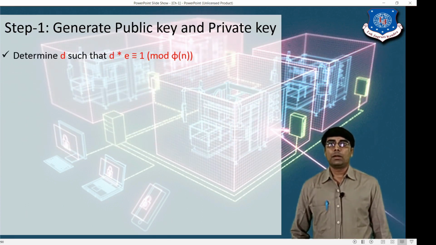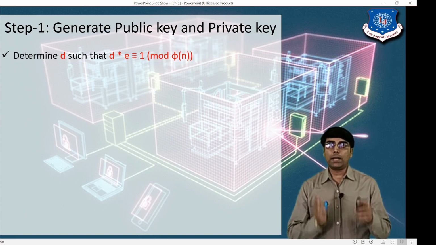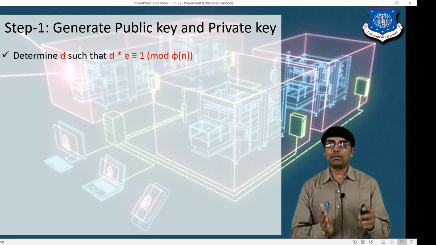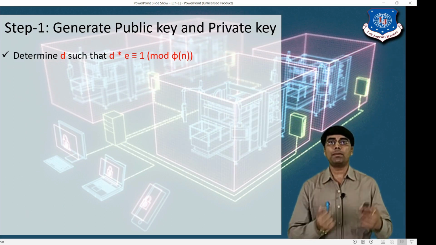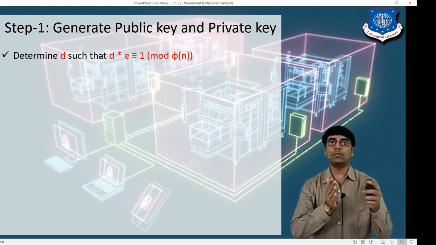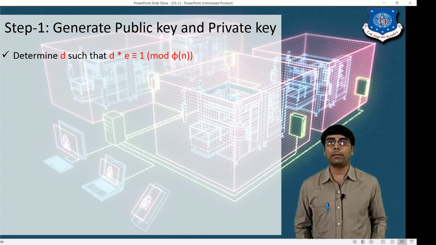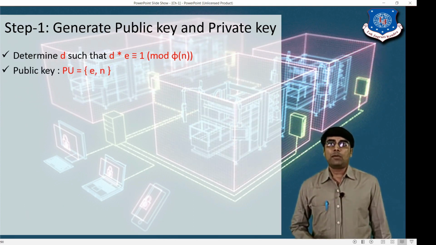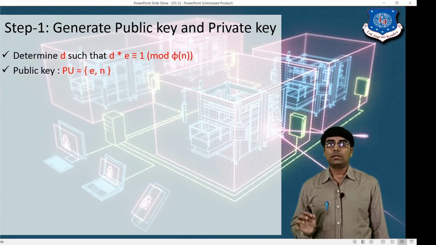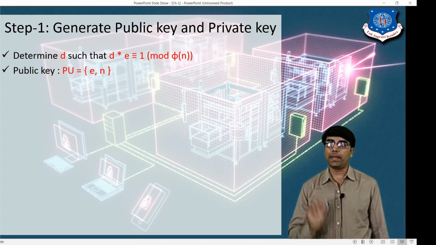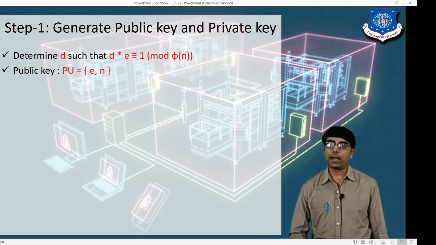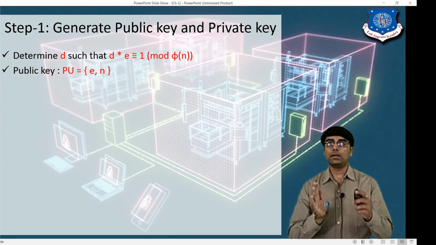Now the next step, determine the decryption key D such that D multiplied by E equals 1 mod phi of n. Here you know E and phi of n, and based on that E and phi of n, you will get D.